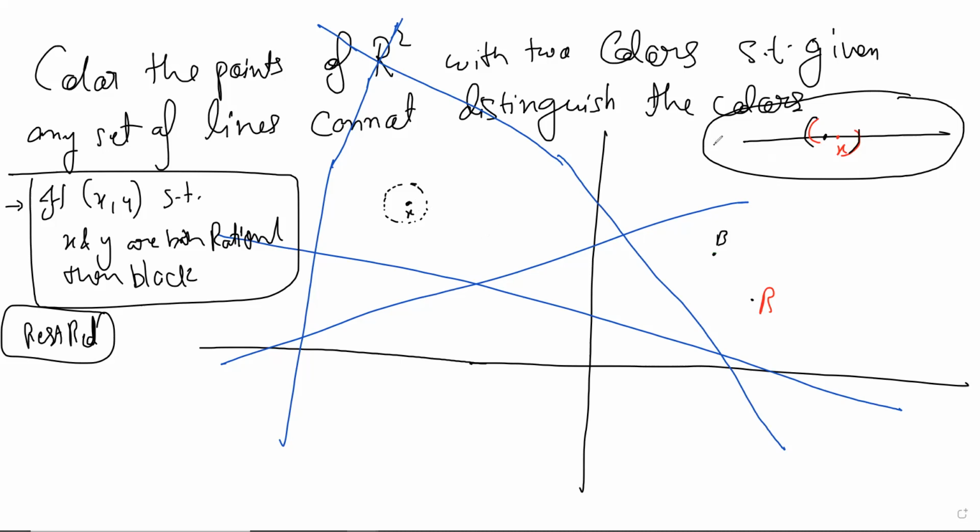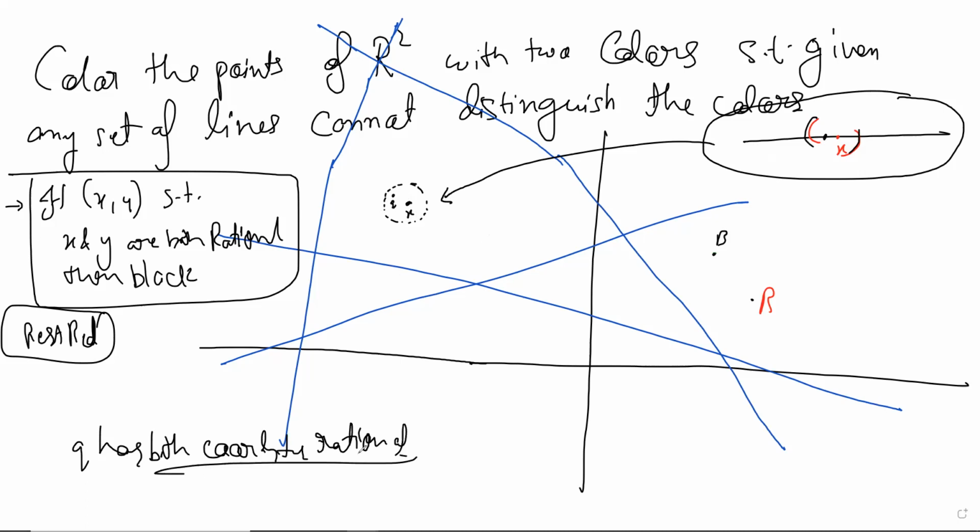Now use this. If you use this, you can prove this also: given any point in any neighborhood, you can find a point q which has both coordinates rational. It is not hard to prove. It's very easy to prove. I'll still say the proof, because this is maybe a new kind of thing.